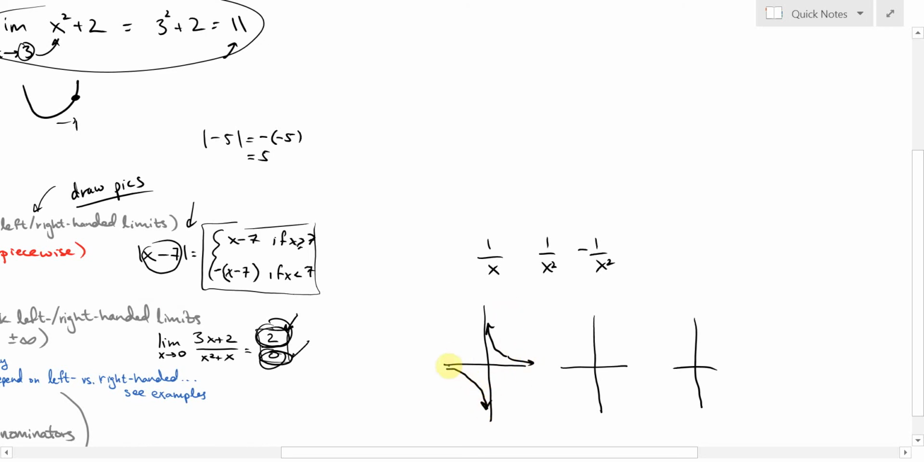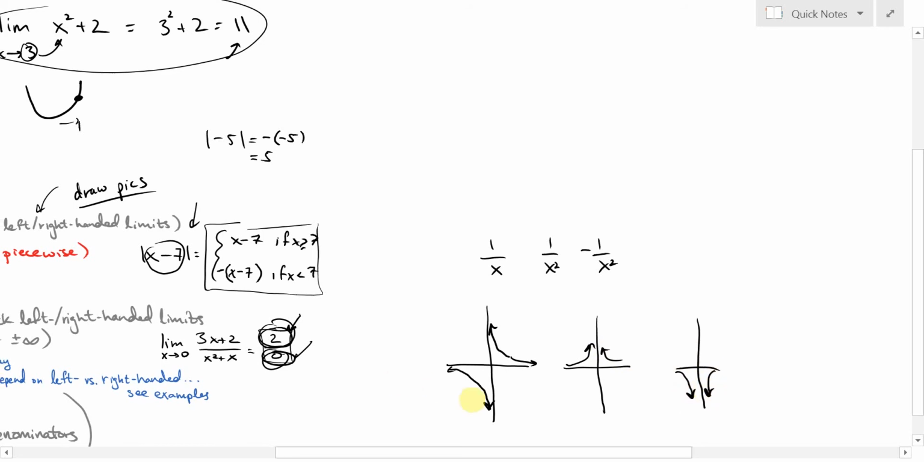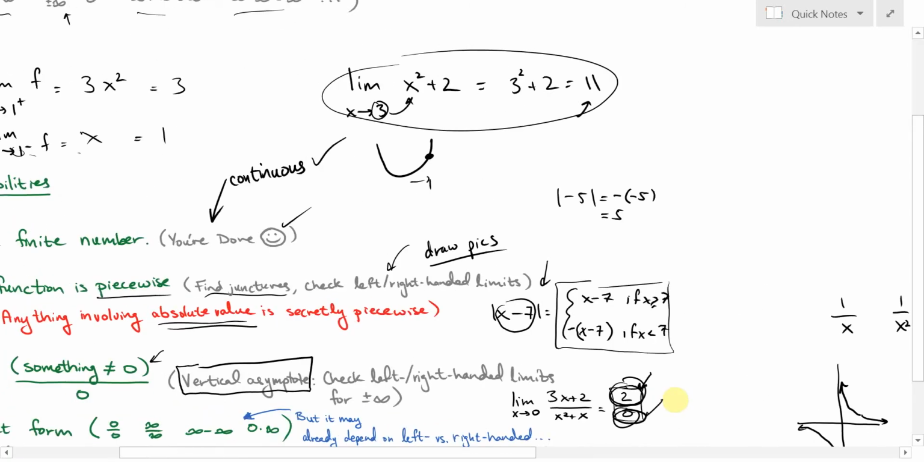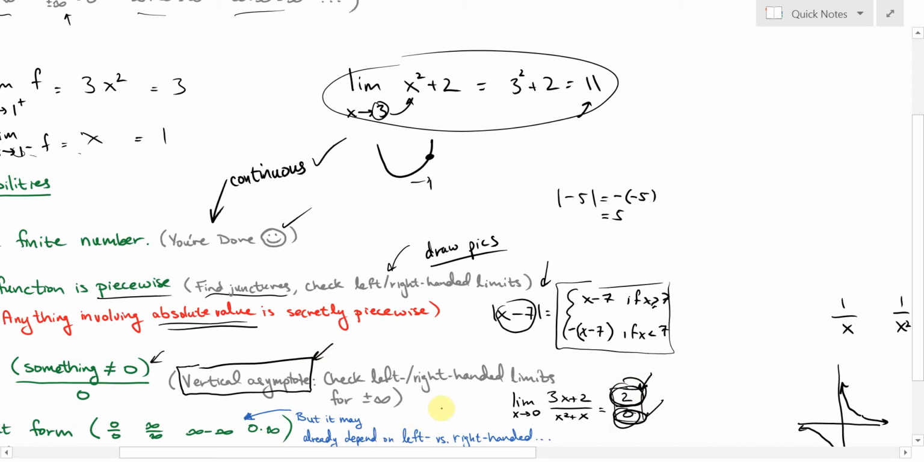Coming from the left, it's negative infinity. For 1 over x squared, they're both going to positive infinity. And for negative 1 over x squared, they're both going to negative infinity. So here's the basic lesson here. If you get something not 0 divided by 0 when you plug in values, you have a vertical asymptote in the graph, and that means that the left and right-hand limits separately might equal plus or minus infinity. It is your job to go left and right separately and figure out, are they going to infinity or negative infinity? And you're just checking, do they take on positive values or negative values?